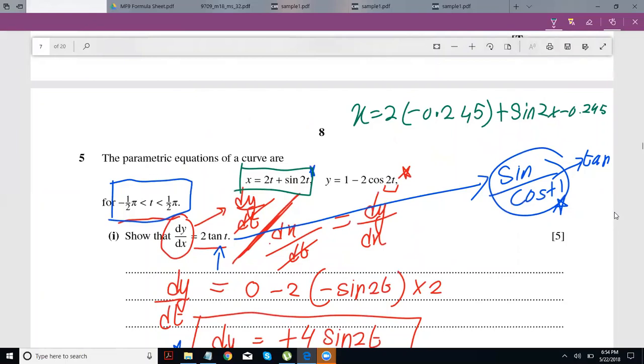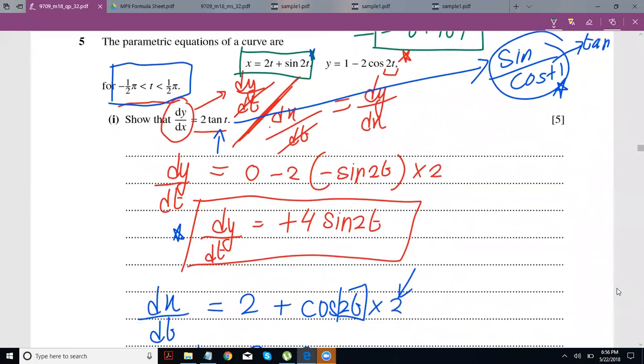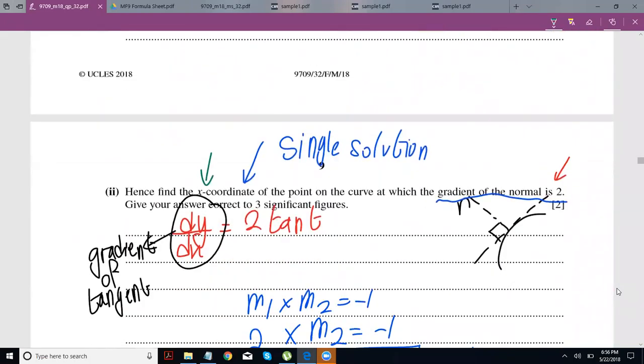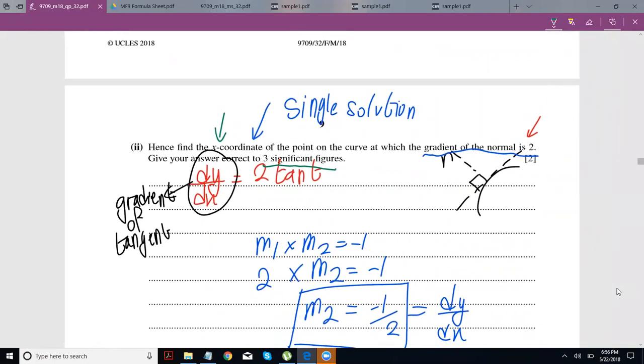So let's quickly calculate. Let me just use my calculator. And the value of the x coordinate you're getting is minus 0.961, rounded off to 3 significant figures, because that's what you do anyway. But if they have specified otherwise in the question, then you would definitely have to do that. That's the level of accuracy you have to give your answer to.